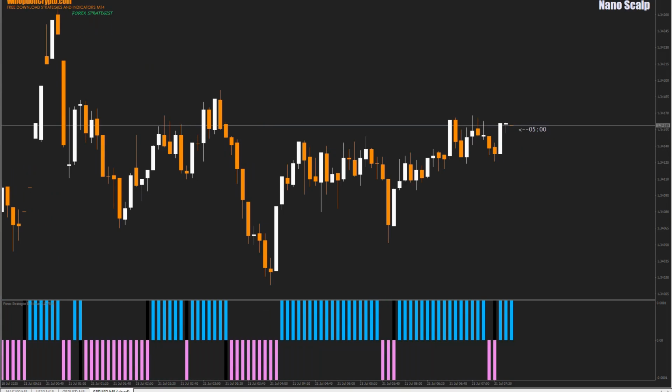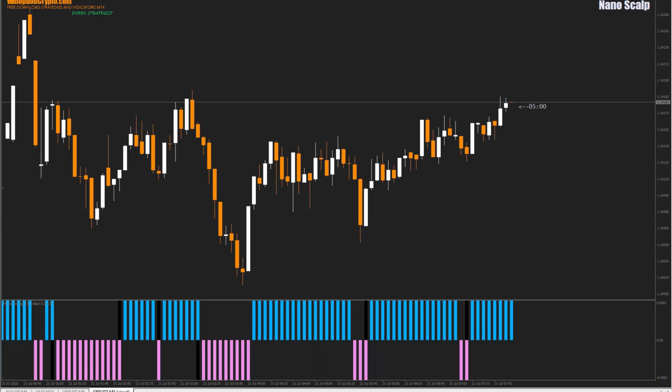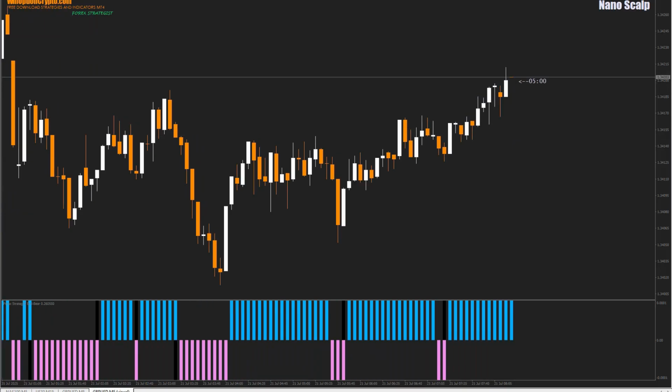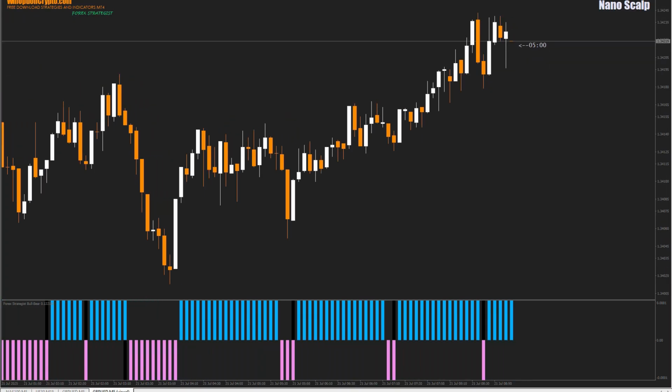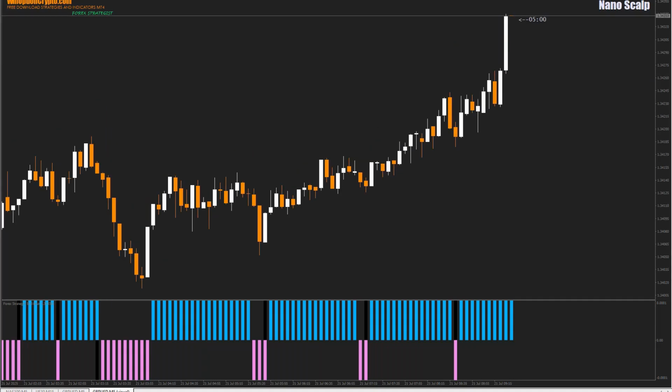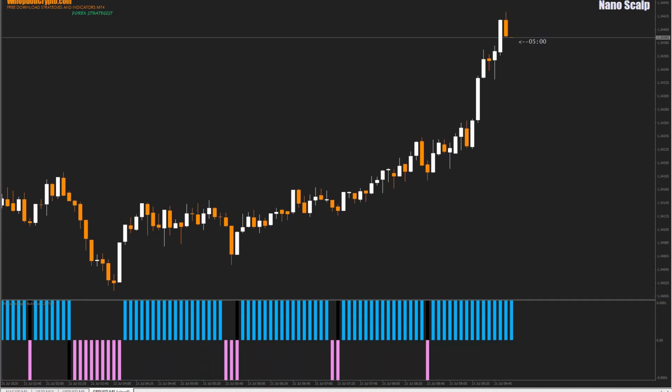Therefore, we recommend using not only Nano Scalp, but also any other strategies from our site exclusively in an active trading session, European and American. At other times, the market becomes less predictable, and the effectiveness of even the most thoughtful trading systems is noticeably reduced.